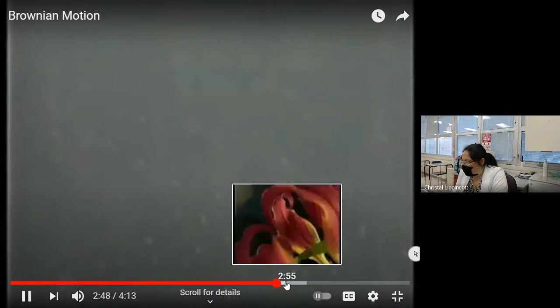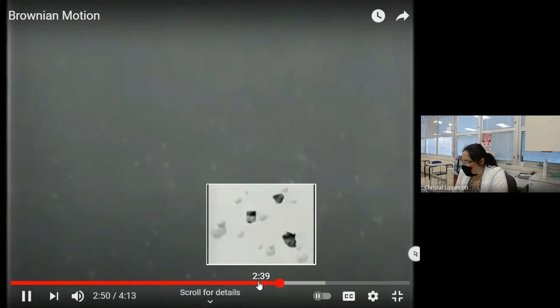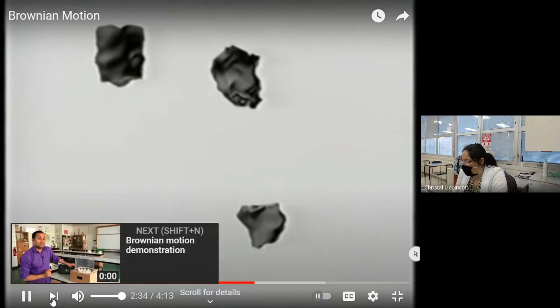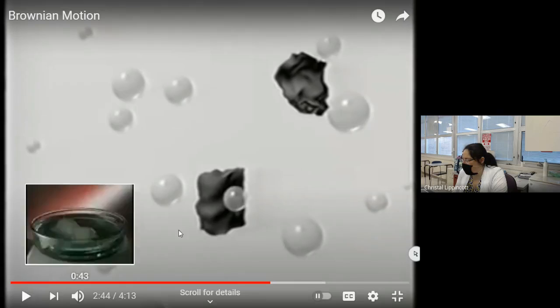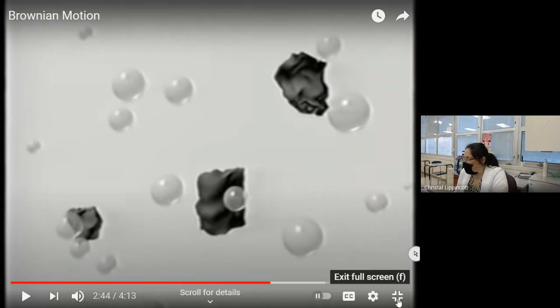So that was kind of the Brownian movement there. You can see this is the Brownian movement that we're trying to get across to you. It's just a random kind of movement. They're bumping into particles. They're bumping into each other. So that's your random Brownian movement. It's just this random colliding and collision. Okay.